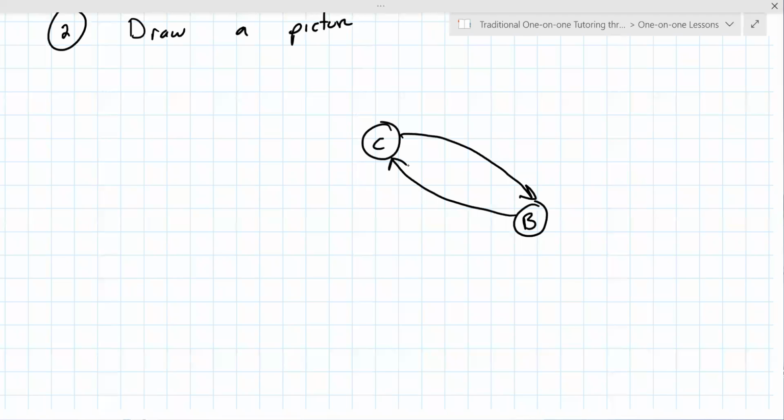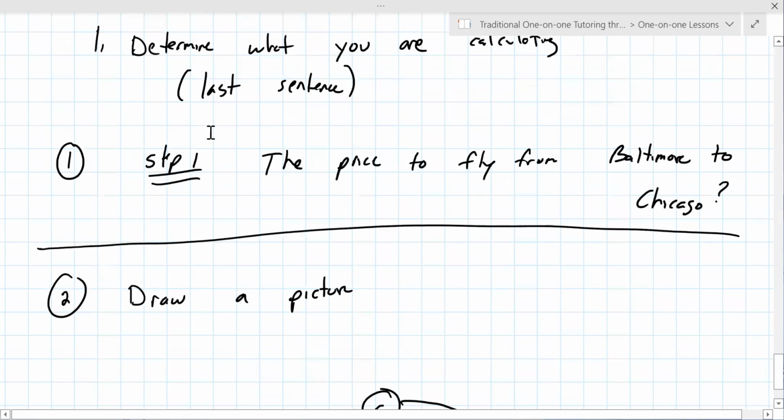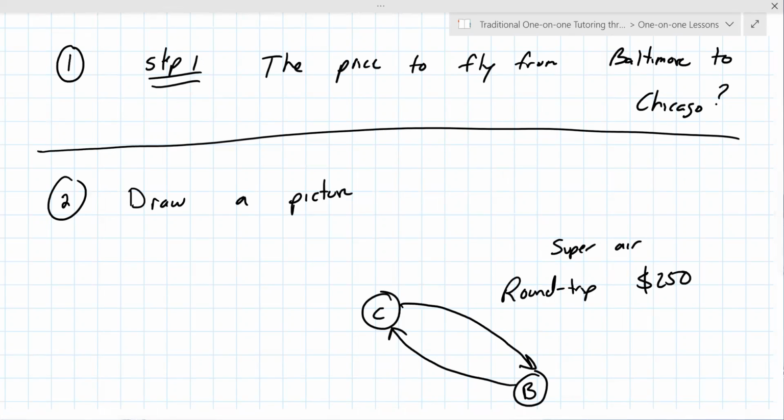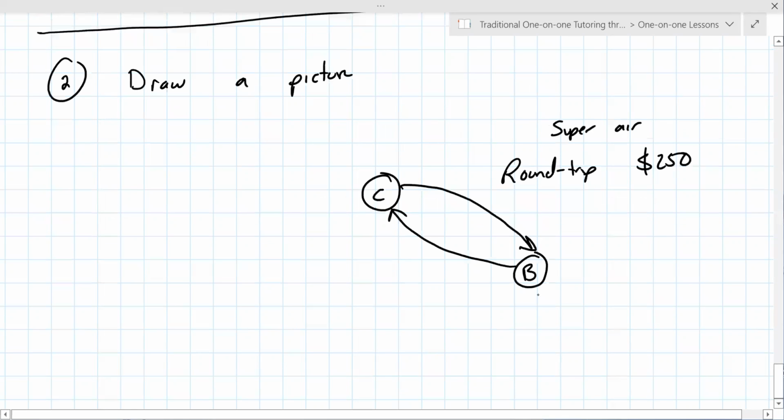Okay. Now, you're also supposed to have some numbers here, and that's probably the most important thing. So to do a round trip ticket on Super Air, it's $250. So maybe put that somewhere. Round trip is $250 on Super Air. It's basically like extracting the information that's useful from the problem. And then Jet Airlines was only one way. So Jet Airlines only went this direction. That's Jet Airlines. And we need to figure out that cost.